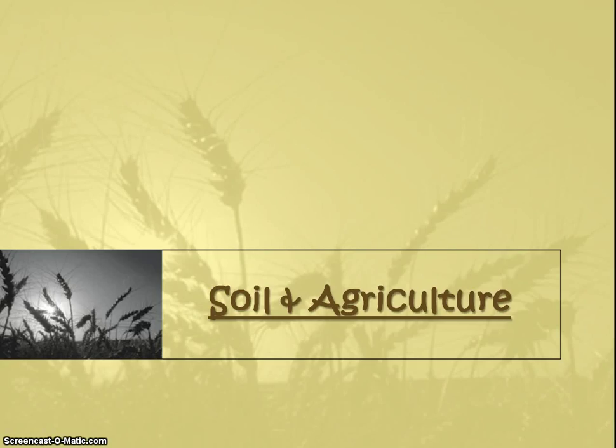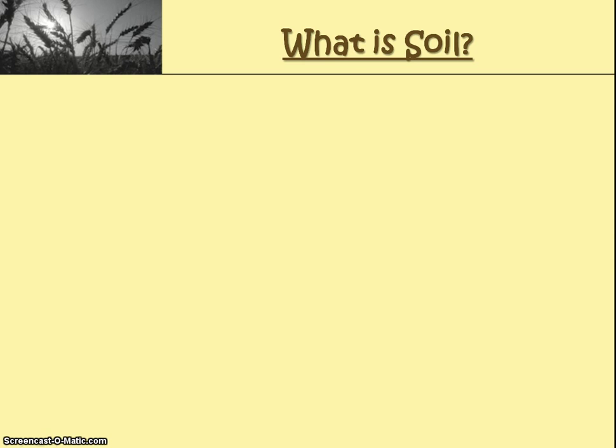Alright, in this unit we're going to be looking at agriculture and how there are different types of agriculture processes, and how soil and agriculture are tied together. So let's go ahead and get started.